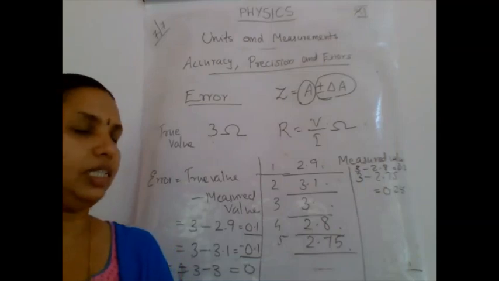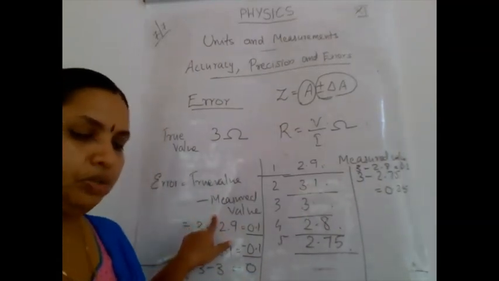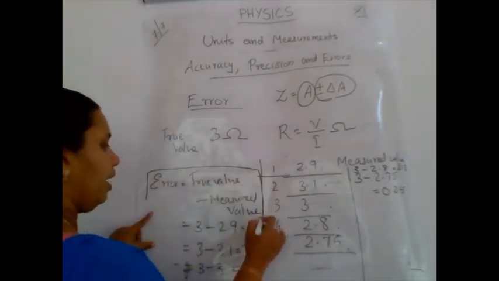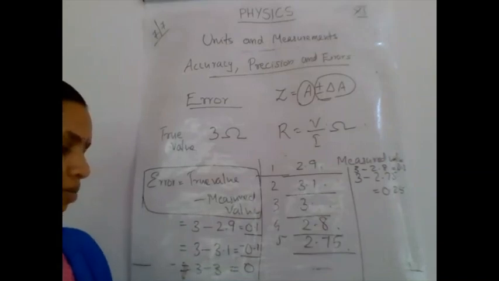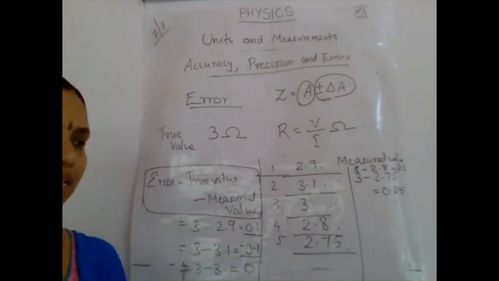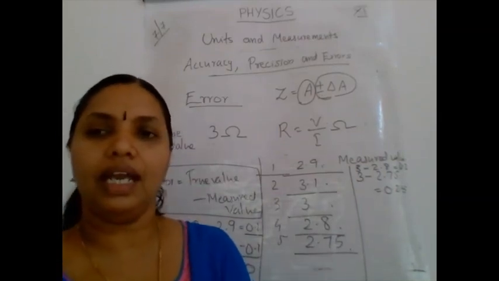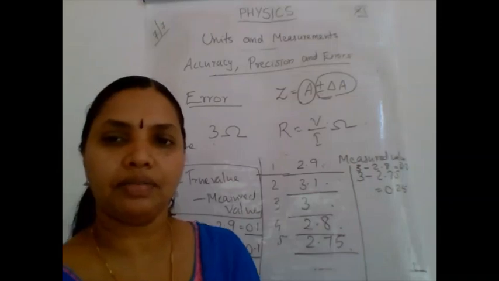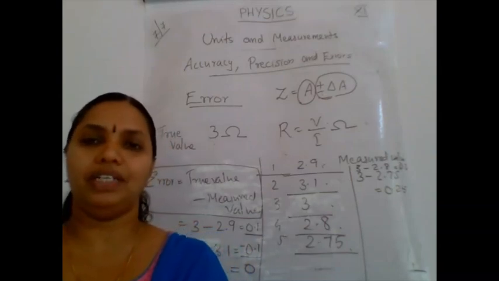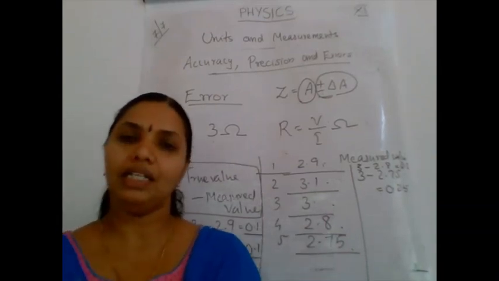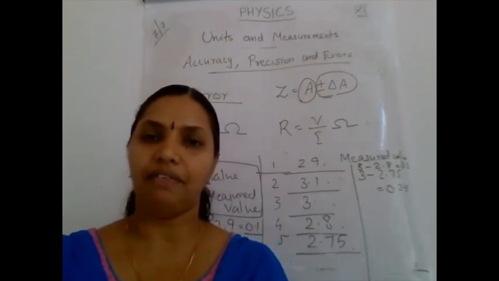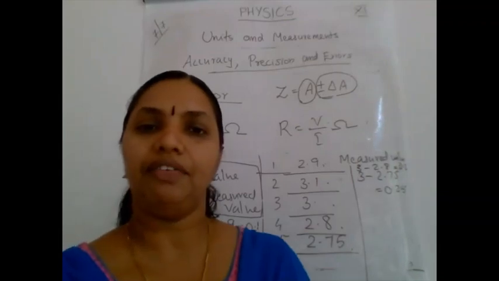You can write this: error is equal to true value minus measured value. So to calculate error, we are using this relation. Okay, true value minus measured value, that is error. Now we have to discuss the different types of error. Error mainly arises because of our problem or an instrumental problem, and accordingly it is classified. So what are the different types of error?